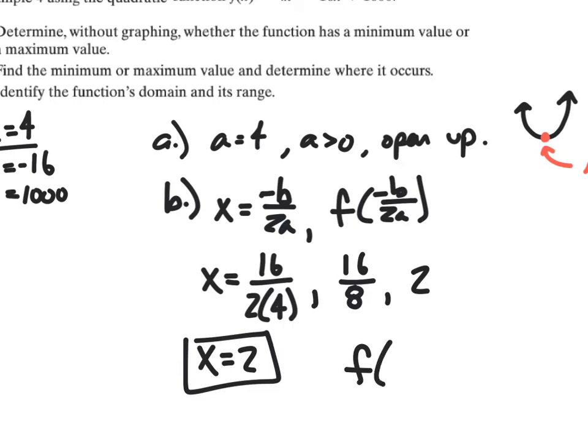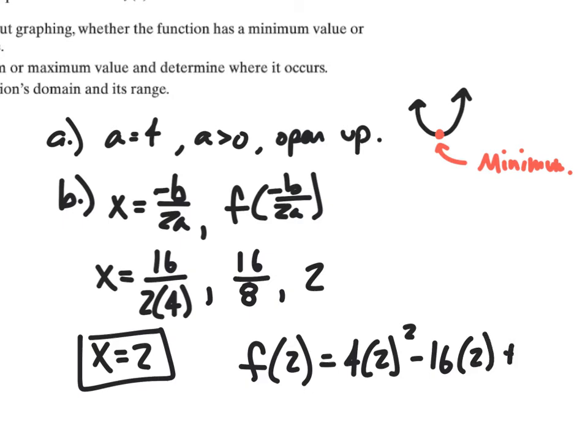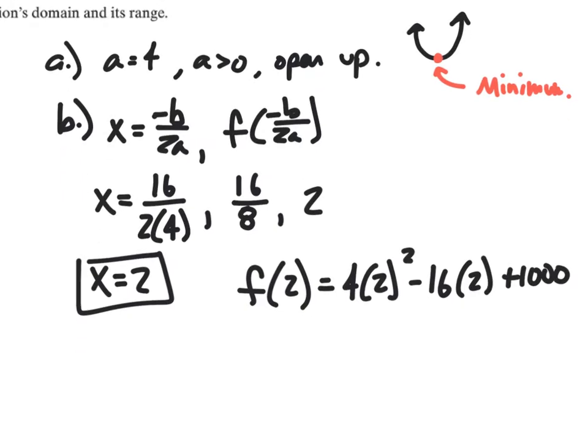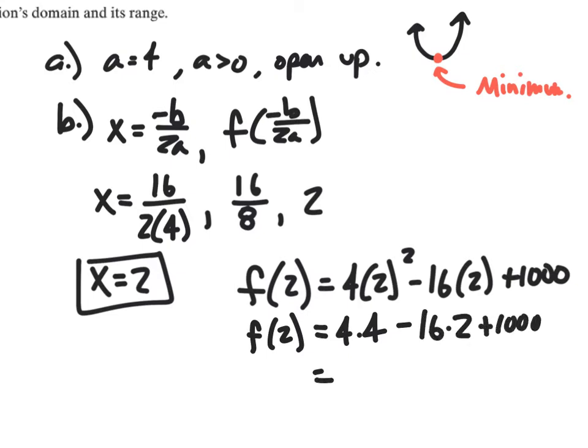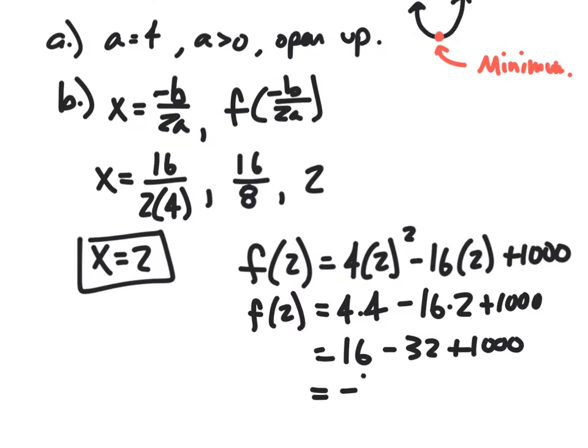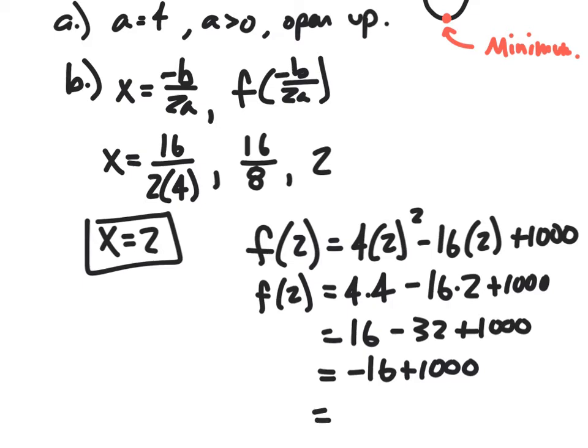So I'm going to do f of 2, and that's going to equal 4 times 2 squared minus 16 times 2, and then plus 1,000. So f of 2 is going to equal 4 times 4 minus 16 times 2 plus 1,000. That's going to give me 16 minus 32 plus 1,000. So 16 minus 32 is going to give me negative 16, and then plus 1,000. If I subtract 16 from 1,000, that's going to give me 984. So f of 2 is equal to 984.